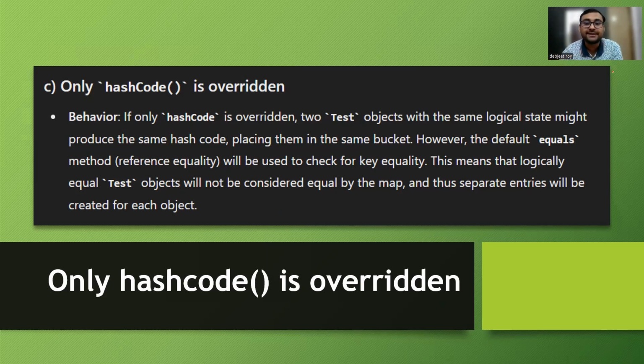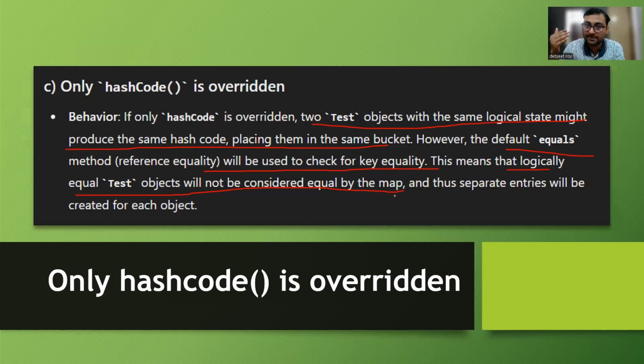Here you can see it is written: two test objects with the same logical state might produce the same hash code, placing them in the same bucket. However, the default equals method will be used to check for key equality. This means a logically equal test object will not be considered equal by the map. So you are putting test, passing A, then passing the same test object, passing B, but you have not overridden equals.